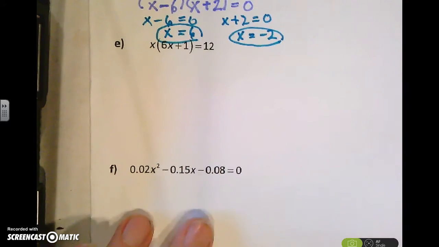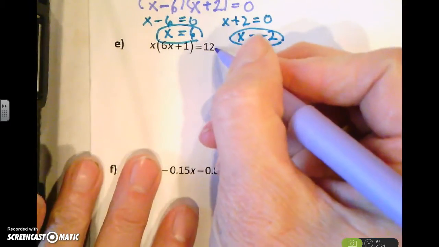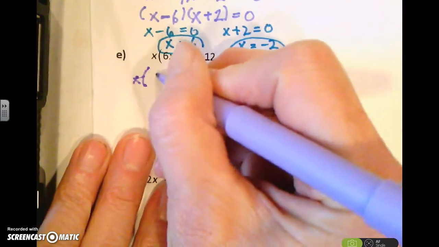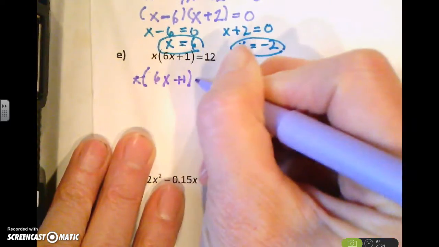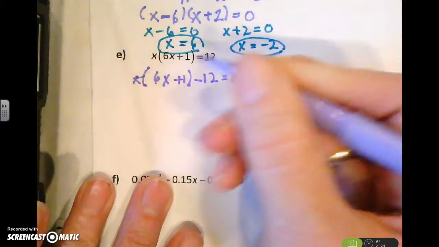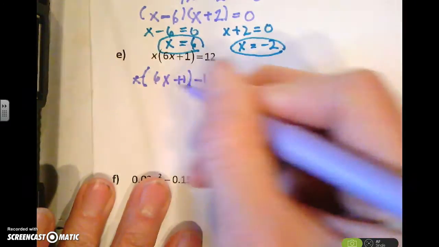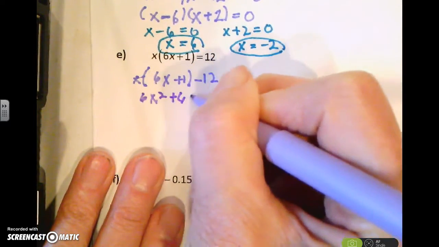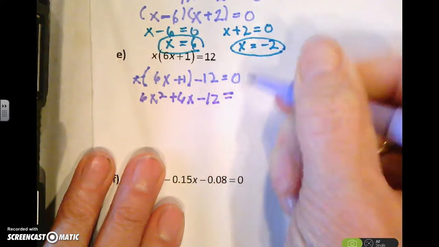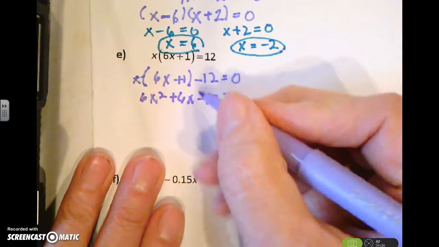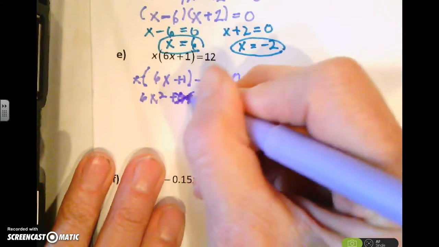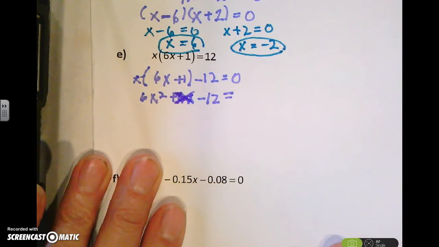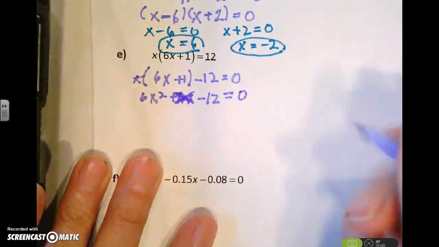My next example, E, is going to be worked along the same way. Again, we don't have a 0 here, so we're going to subtract it. And I'm going to have x times 6x plus 1 minus 12 is 0. I'm going to get rid of my parentheses because this is not factored. So I'm going to have 6x squared plus 6x minus 12 is equal to, oops, this should just be an x, right? So make this a big X. 6x squared plus x minus 12 is equal to 0.